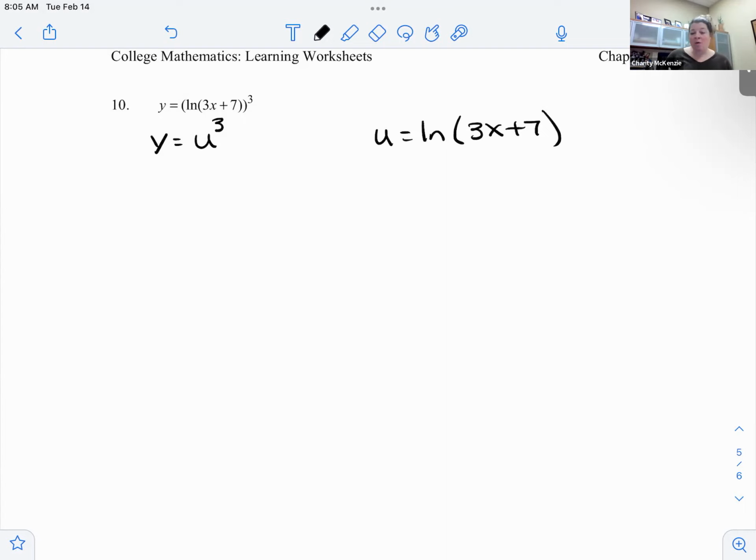Okay, so we know for the y equals part, the derivative is going to equal, bring the 3 out front, keep the u, and then square, right? That's that one.